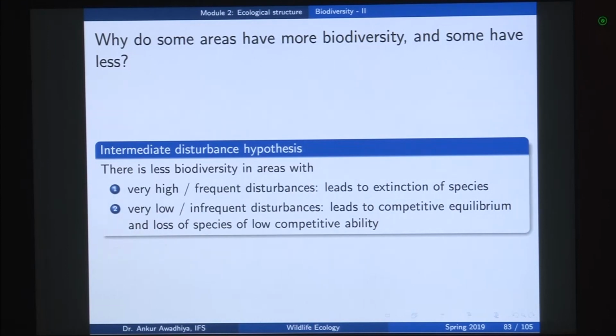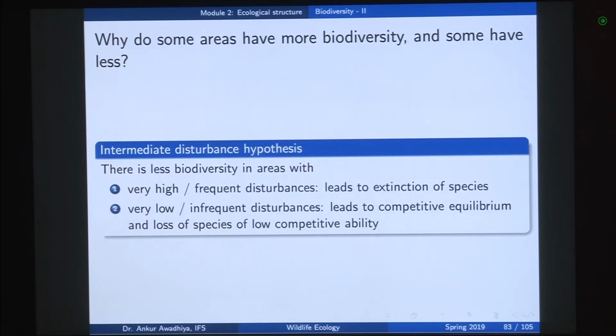Now, there is less biodiversity in areas. Till now we were looking at areas with more biodiversity. Now, we are concentrating on areas with less biodiversity. There is less biodiversity in areas with very high or frequent levels of disturbances, because it leads to extinction of species. Now, what do we mean by a frequent or high level of disturbance?